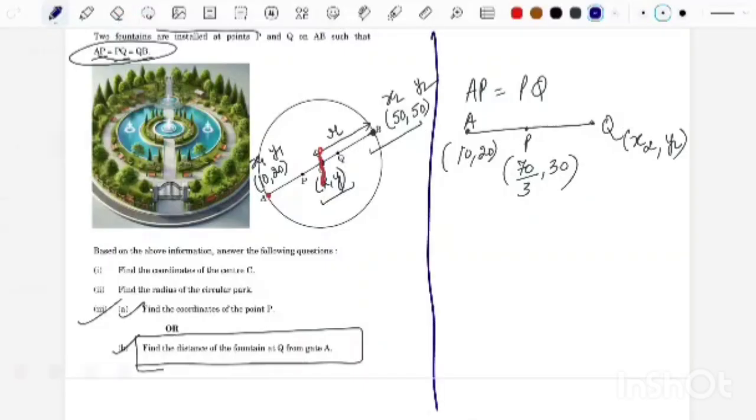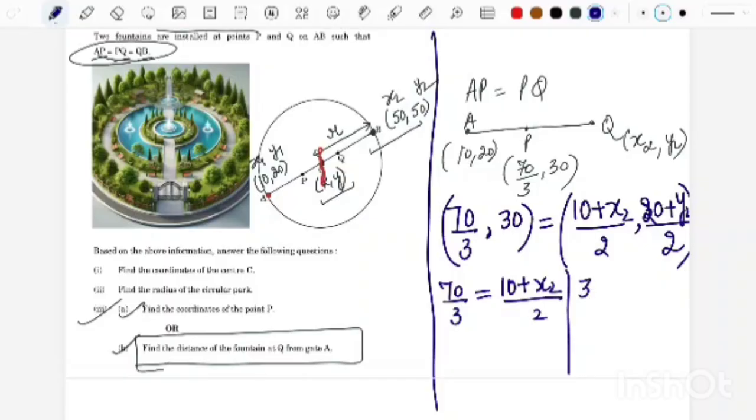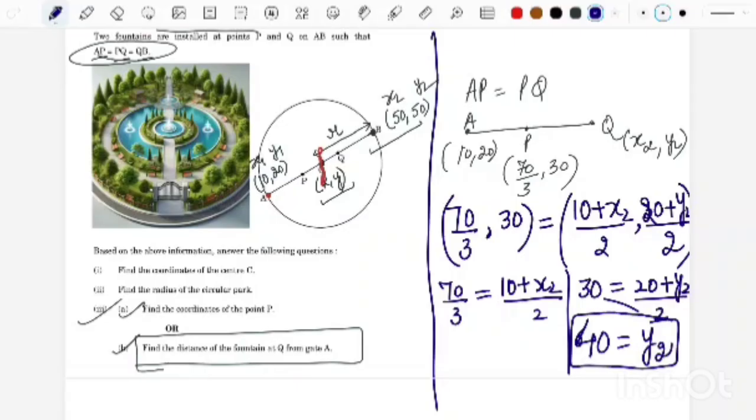So (70 upon 3, 30) is the midpoint: (x1 plus x2 upon 2, y1 plus y2 upon 2). So 70 upon 3 equals 10 plus x2 upon 2, and 30 equals 20 plus y2 upon 2. First of all, we will solve for y2. It's easy. 30 into 2 will be 60, 60 minus 20 will be 40. So the value of y2 is 40. Let's calculate the value for x2.